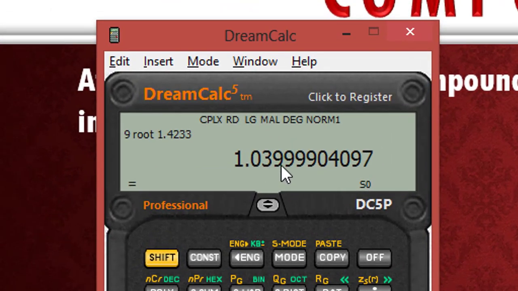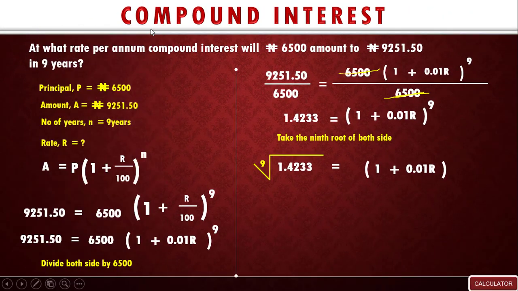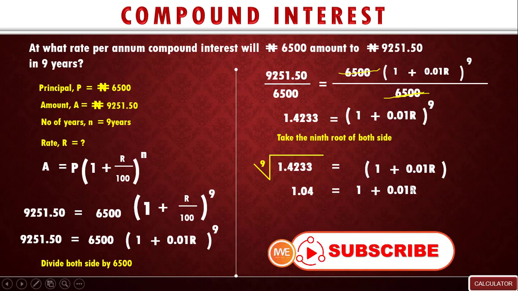So we need to approximate, so we are approximating to this 3. When we approximate, the 9 to the 3, so this 3 becomes 4, and then we have 1.04. So 1.04 equals to 1 plus 0.01r. We don't have anything to do with this bracket again, that's why we removed it.